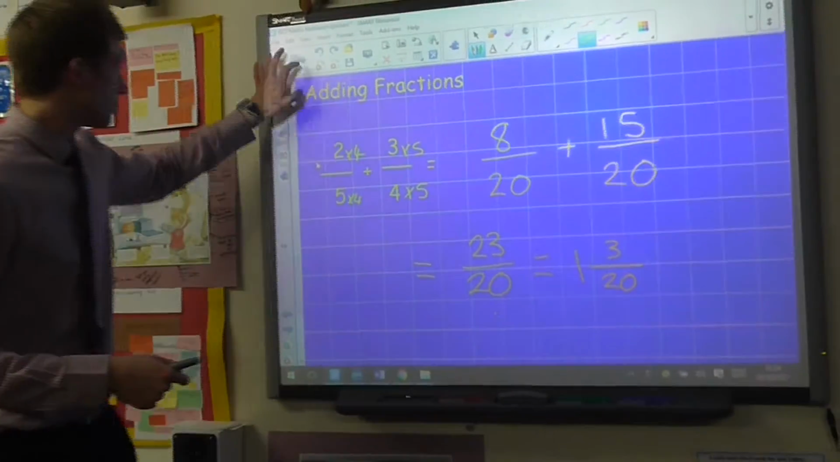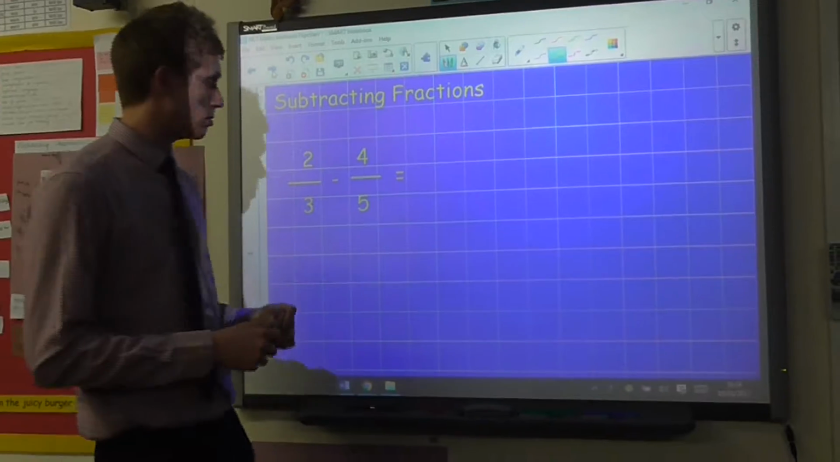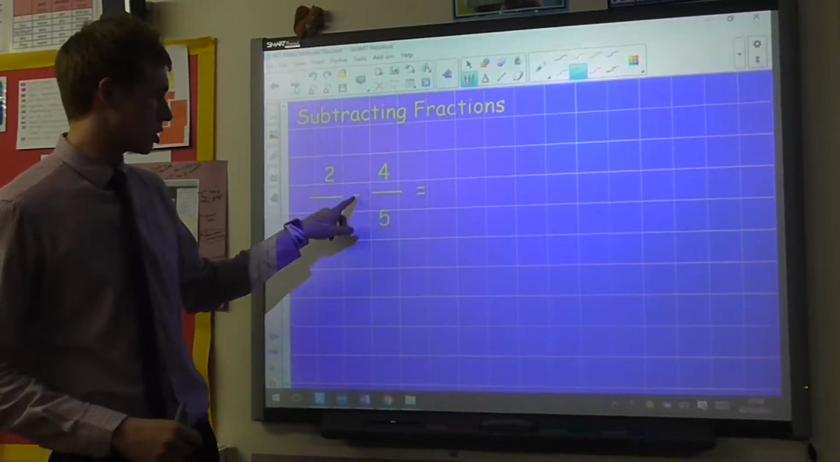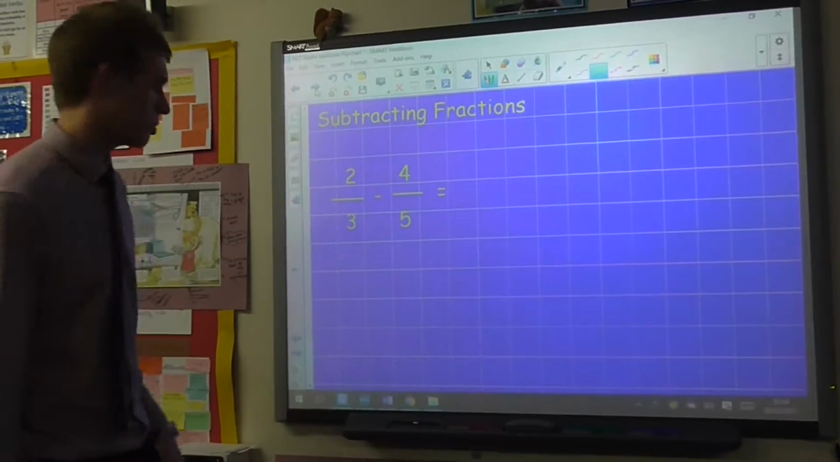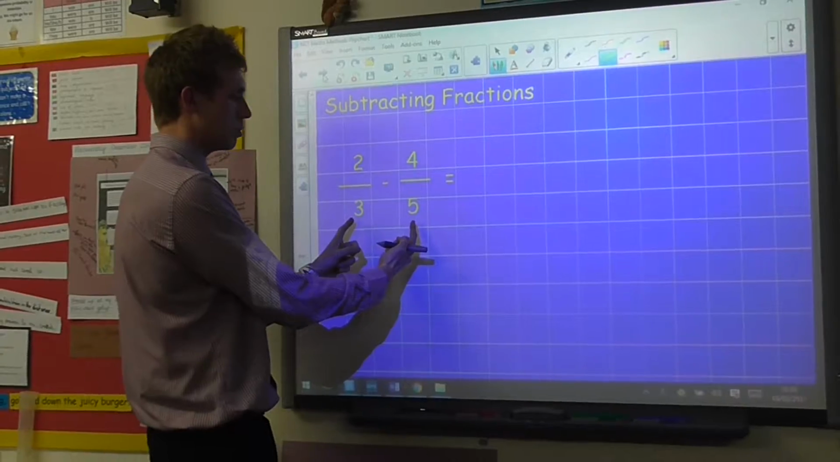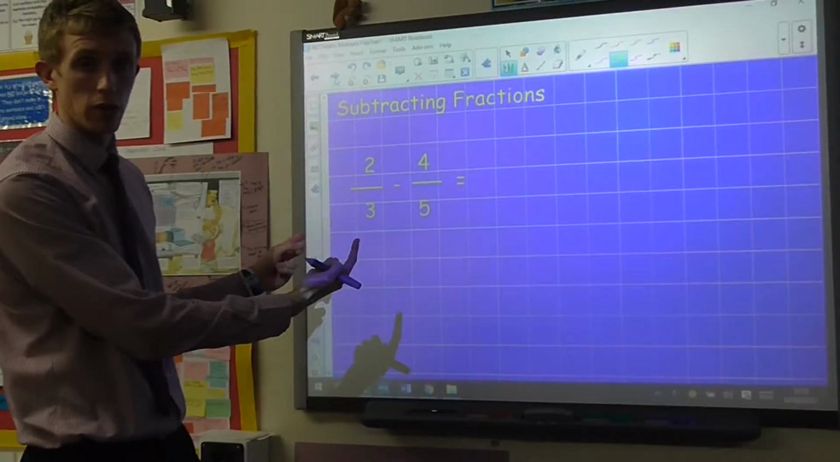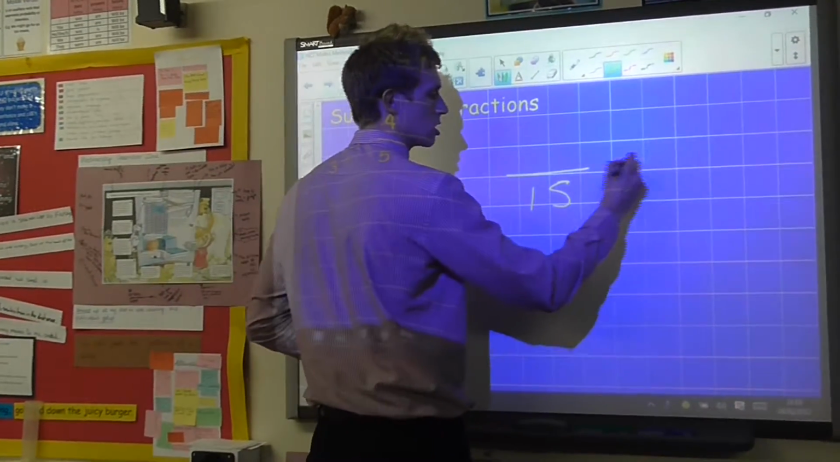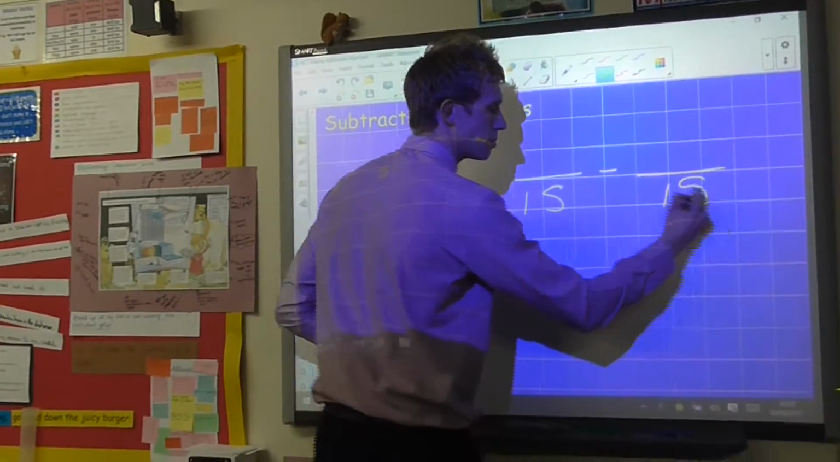That's adding fractions. Subtracting fractions is exactly the same process. I have to make sure I've got common denominators, and then I'll just subtract the numerators instead of adding them. So, look at my two denominators. The number that springs to mind is 15, because 15 is in both those times tables. So I'm going to convert them both to denominators of 15.